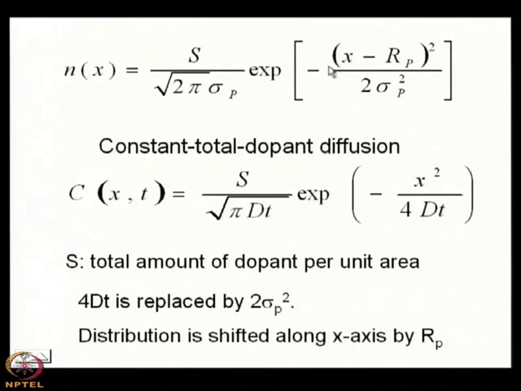Now, what is the difference, or is there any similarity between them? Obviously, there is some similarity. If you replace 4 Dt by 2 sigma p square in this expression, then it will assume the same shape as the upper one, except that there is a shift in the distribution. Earlier it was at x, now it will be x minus Rp. So, there are two important approximations that you can make if you understand the doping profile of the implantation with the diffusion.